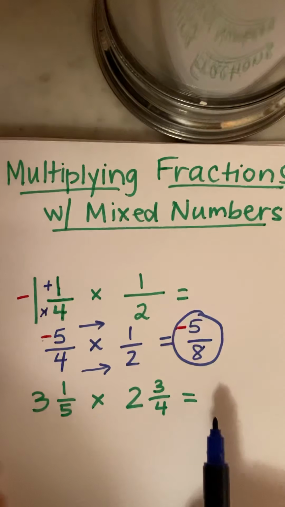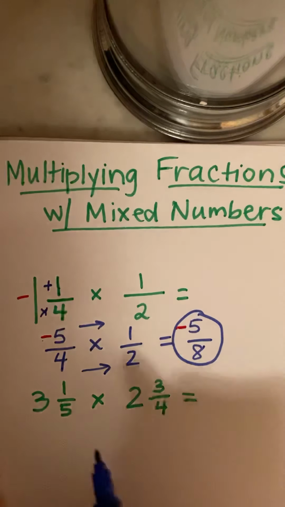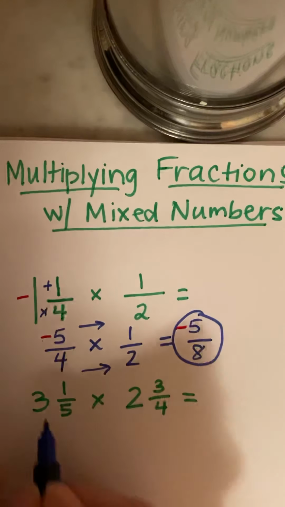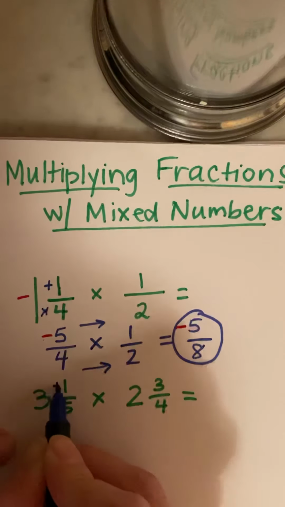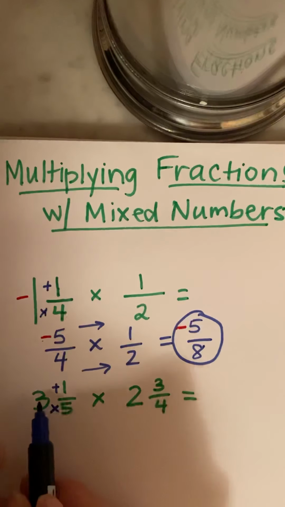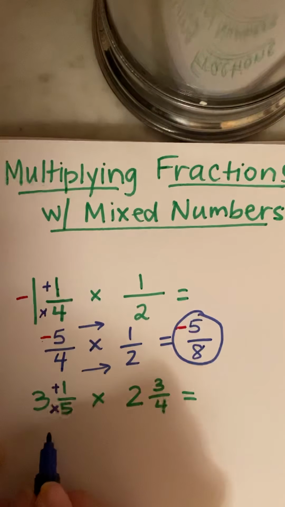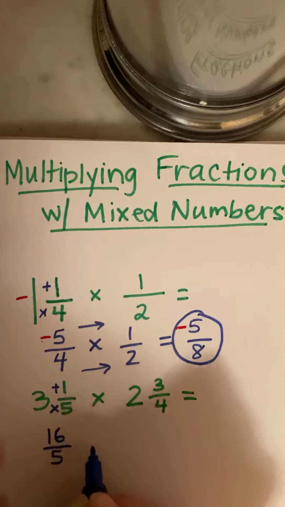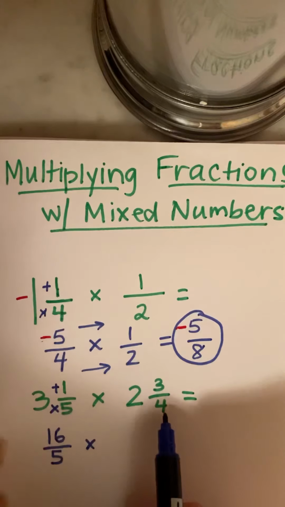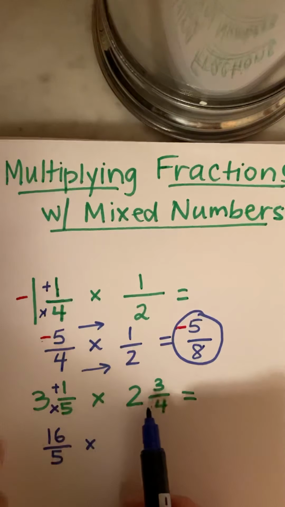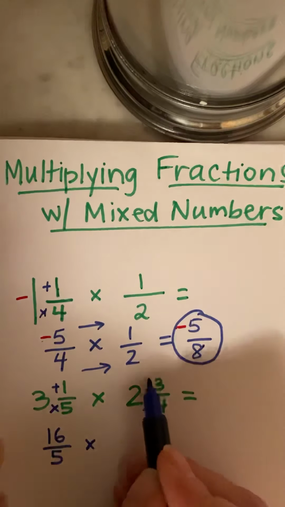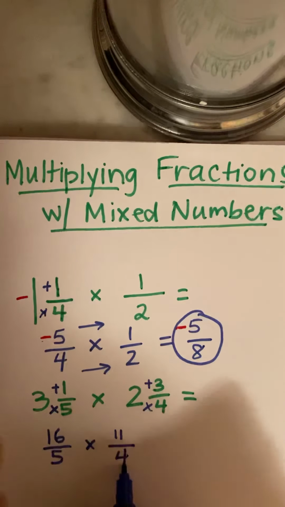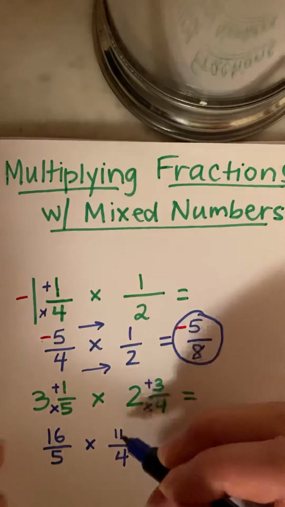So just kind of think of that as you are working through to make sure you come up with something that's reasonable. So we're going to change this into an improper fraction. 5 times 3 plus 1. 5 times 3 is 15, plus 1 is 16/5 times 4 times 2 is 8, plus 3 is 11. 11/4, your denominator stays the same.